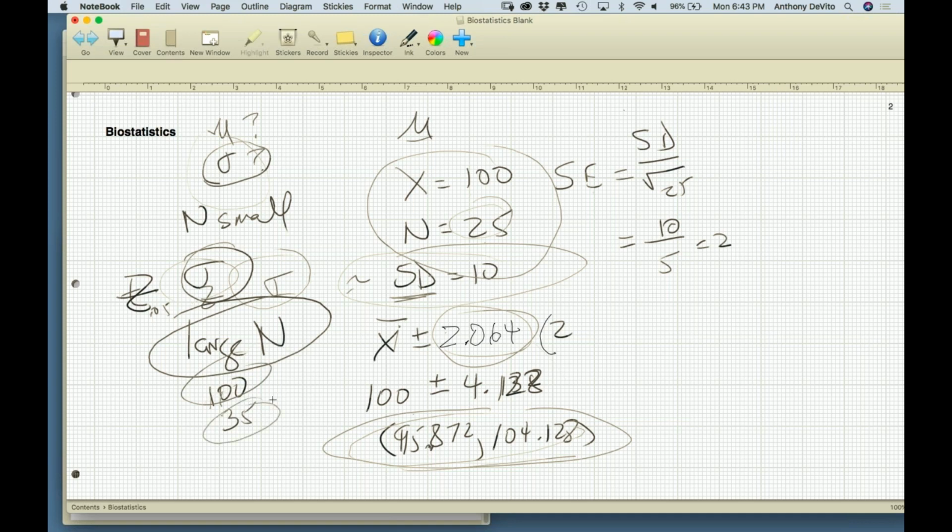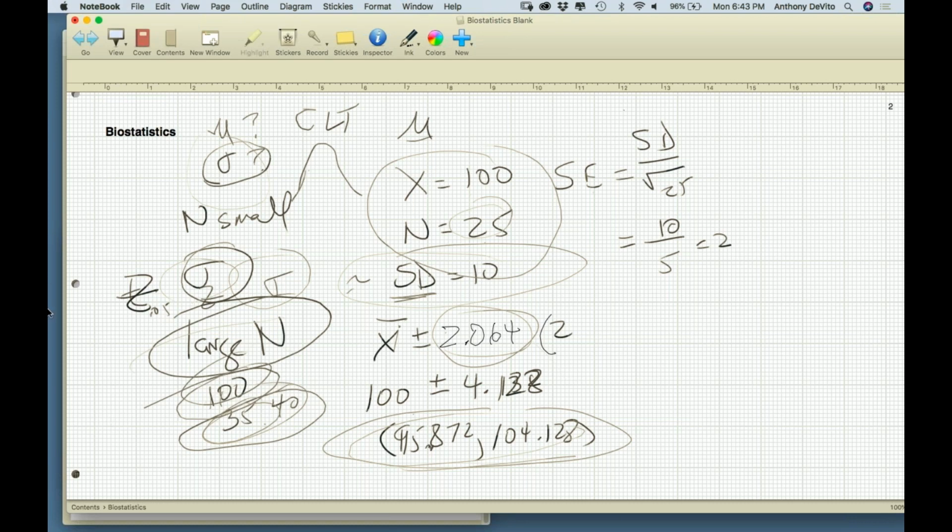35 or 40 is nice because we can start to assume that the central limit theorem gives us a pretty normal distribution of sample means, even if the population isn't perfectly normal, but it may not be the best approximation of the confidence interval. So for our purposes, we'll call a large sample size 100. Going forward, I'm going to try and stick with that.